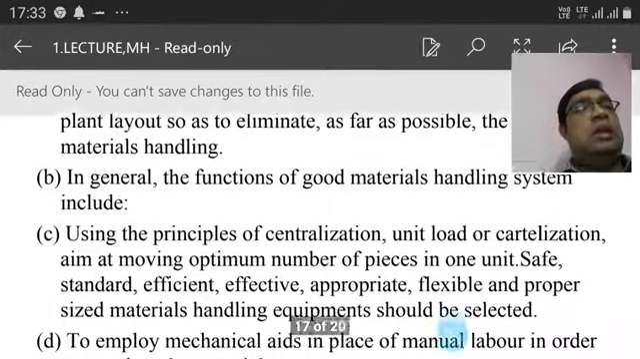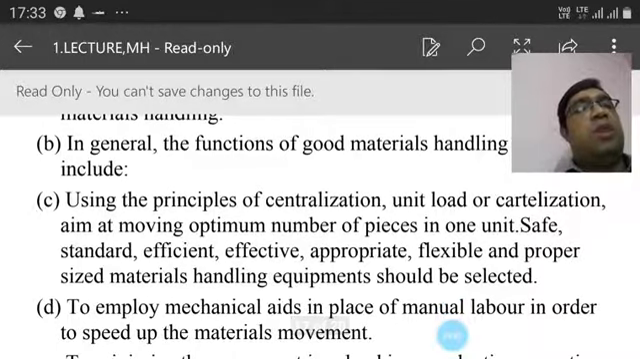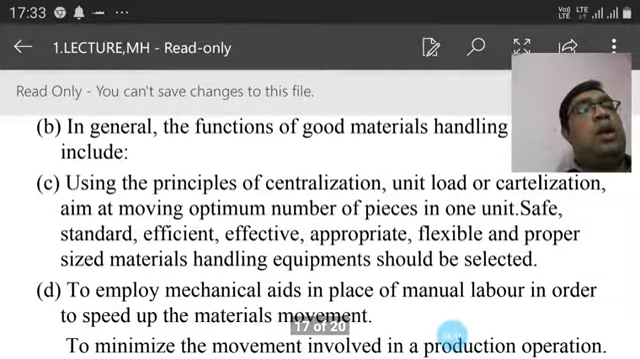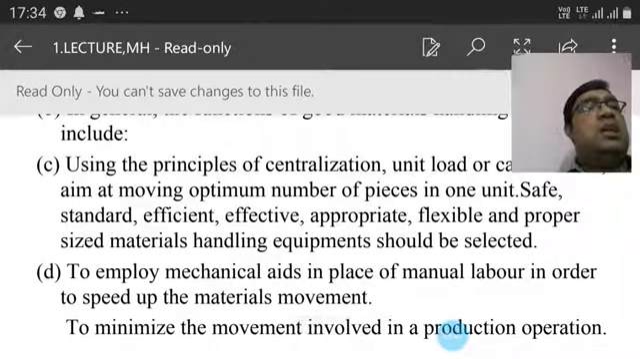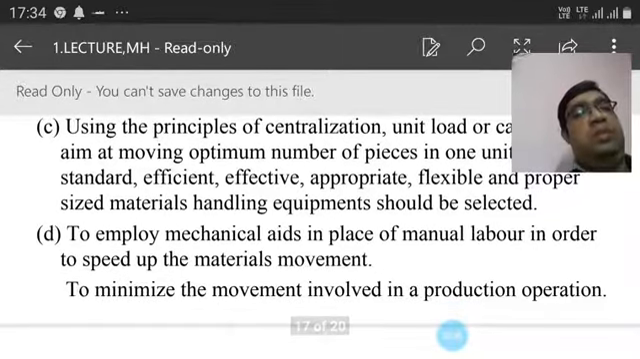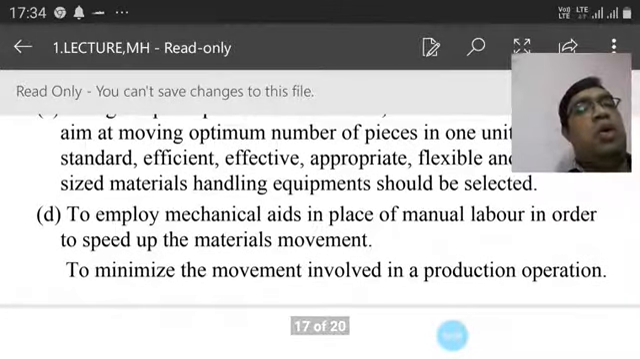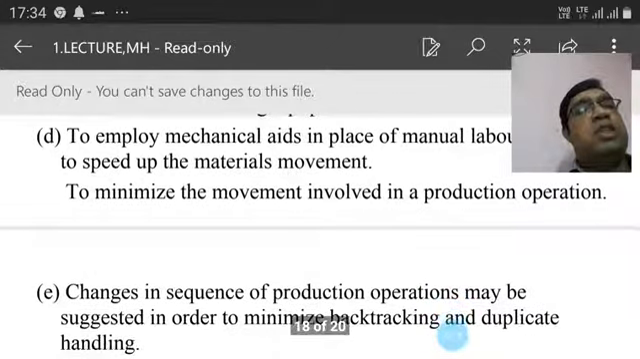In general, the functions of a good materials handling system include using the principles of centralization and unit load, aimed at moving the optimum number of pieces in one unit. Safe, standard, efficient, effective, appropriate, flexible, and proper-sized materials handling equipment should be selected. Mechanical aids should be employed in place of manual labor to speed up materials movement, and the movement involved in a production operation should be minimized.